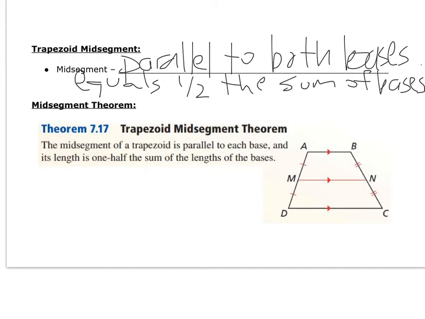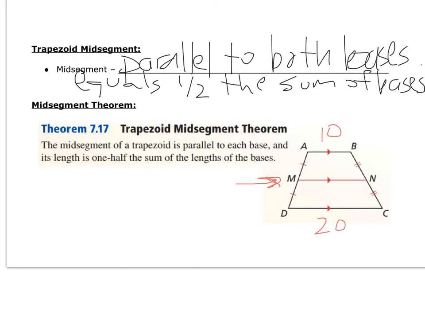For instance, I'm going to use this diagram that goes with theorem 7.17. And I'm going to just give some random measures. Let's say I told you that AB equaled 10 and DC equaled 20. Those are the two bases of the trapezoid. And then I'm going to tell you that MN here, this segment right here in the middle, is a midsegment.